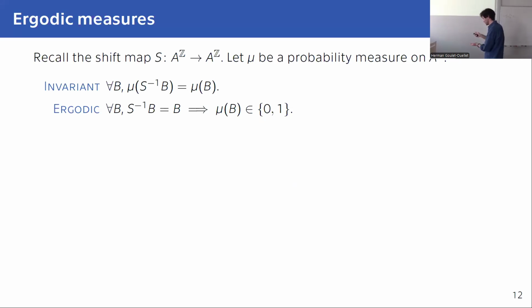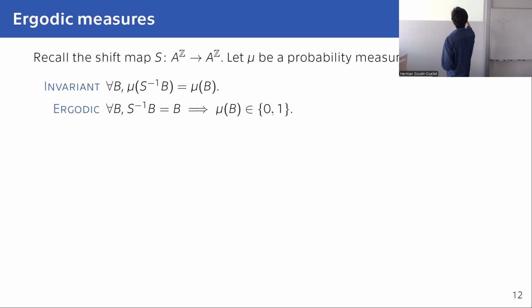So I'm going to start by just giving the definition. Remember that we had this shift map S, and we're going to fix a probability measure mu on A^Z. And we're going to say that mu is invariant under the shift if the measure of the shift inverse of a set B is the same as the measure of B. Okay?